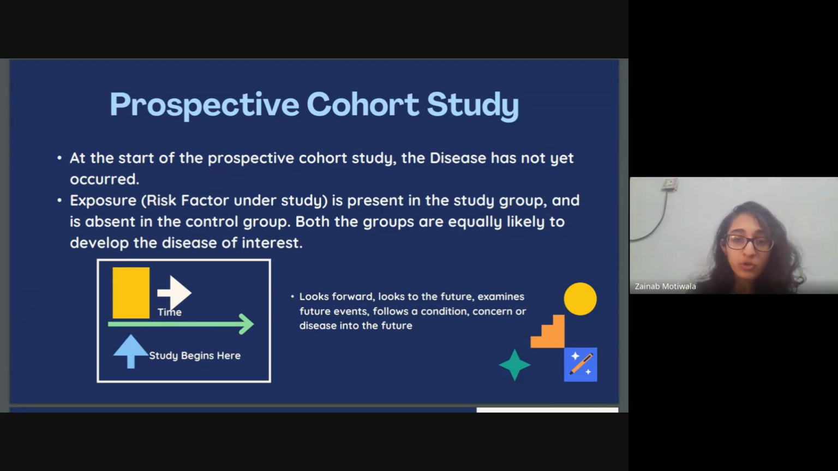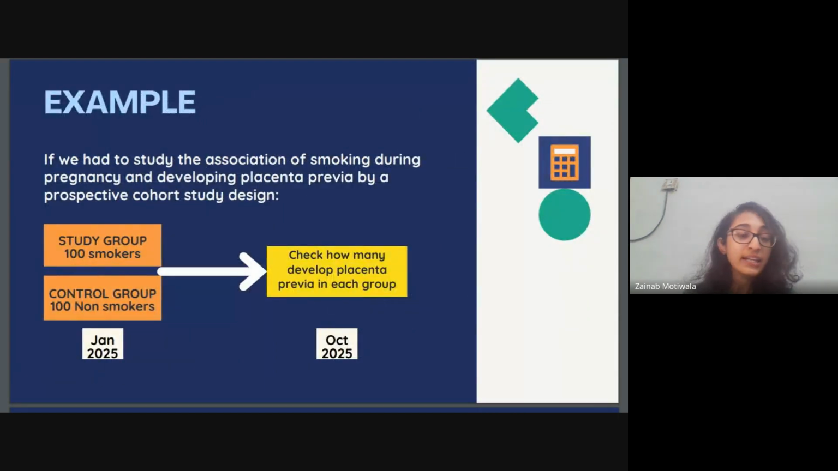And usually the exposure or the risk factor is always present at the beginning of the study. And then we follow them while they develop the disease. A very good example to understand this would be finding an association between smoking and placenta previa. So what we did here is we took two groups, smokers and non-smokers. With these two groups, exposed versus non-exposed, they are followed over a period of time. And then they're checked if they develop placenta previa or not.